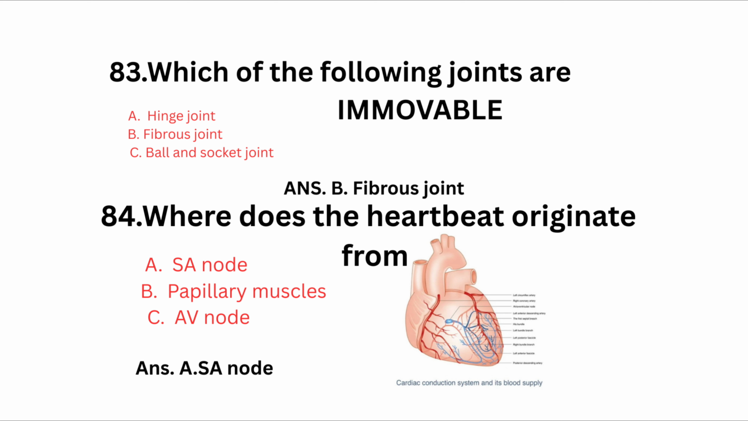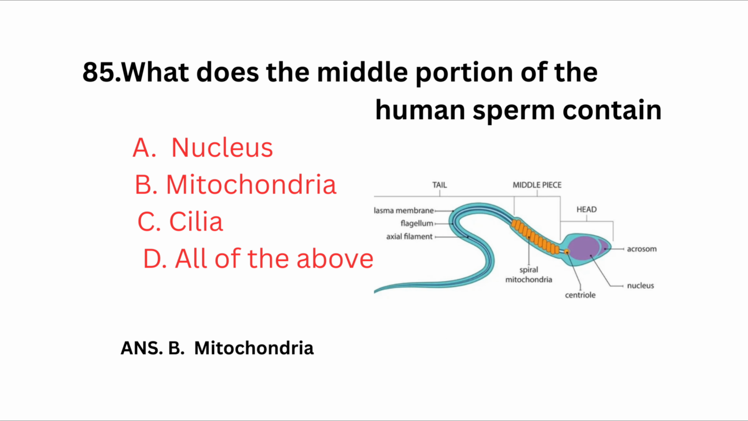84. Where does the heartbeat originate from? A. SA node. B. Papillary muscle. C. AV node. The answer to this is SA node. And this is also another very important heart related question.